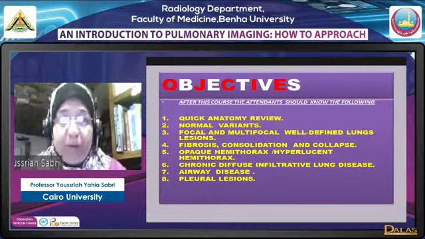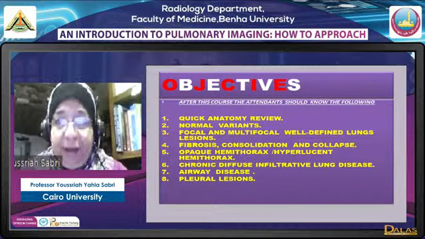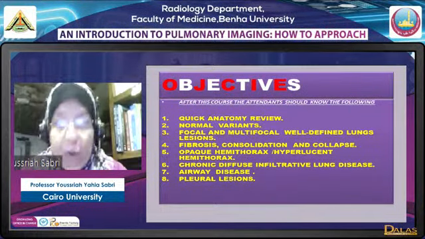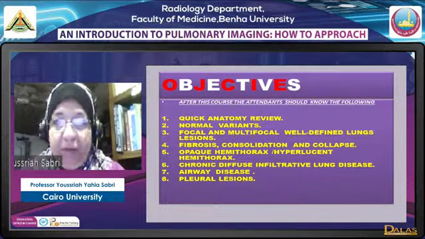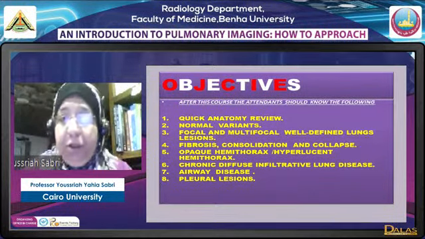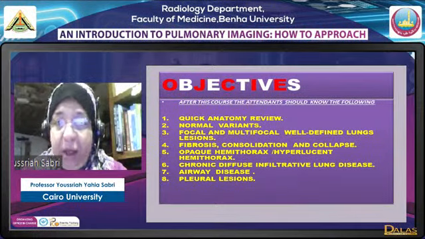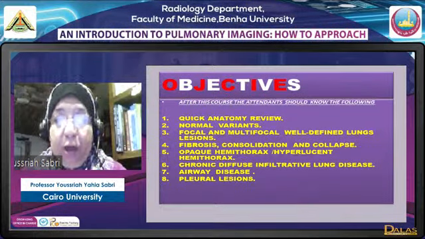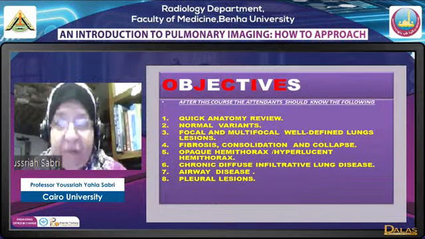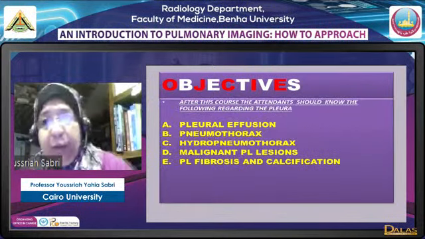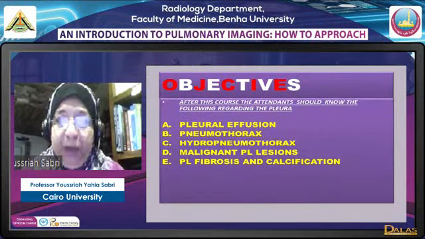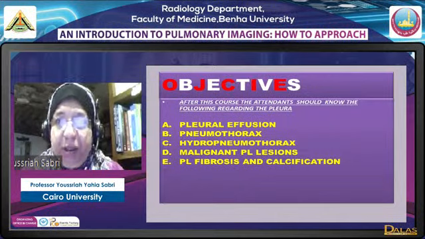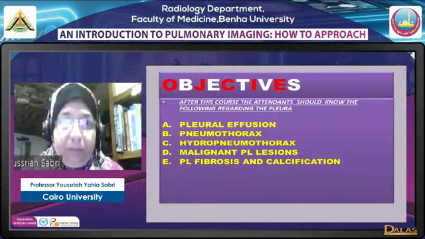Objectives. After the course, the attendant should know the following: a quick anatomy review, normal variants, focal and multifocal well-defined lung lesions, fibrosis, consolidation, collapse, opaque hemithorax, hyperlucent hemithorax, chronic diffuse infiltrative lung disease, airway disease, and pleural lesions. The pleural lesions that we're going to discuss are effusion, pneumothorax, hydropneumothorax, malignant pleural lesions, fibrosis, and calcification.